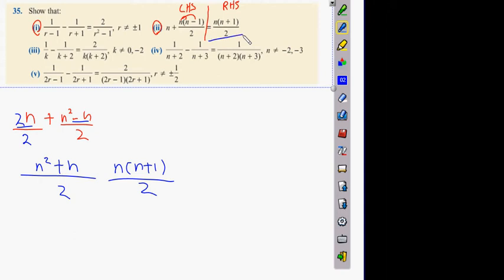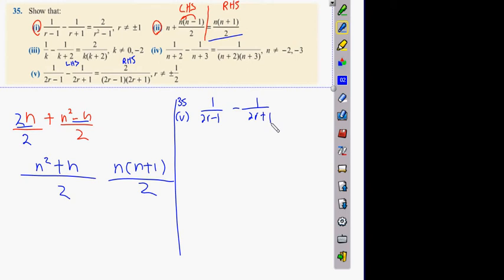Okay, let's try part 5 now. Question 35, part 5. Now guys, once again we have the left-hand side and we have the right-hand side. I'm going to make the left-hand side look like the right-hand side. 1 over (2r minus 1) minus bracket 1 over (2r plus 1). How do we do that?